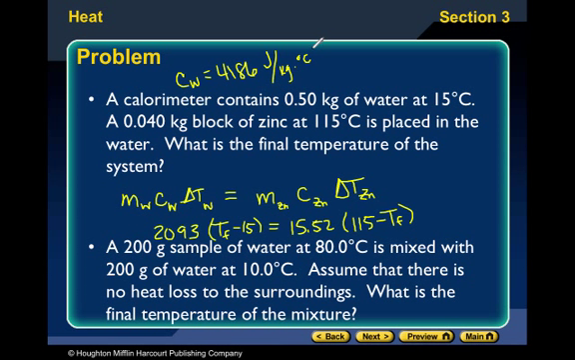Since temperature goes up for water, I put the final minus initial because we just want positive numbers. We don't want negatives. And for this one, since the initial was higher, I just subtracted it that way. That way we don't have to worry about negatives.